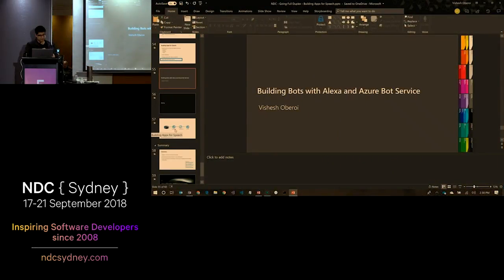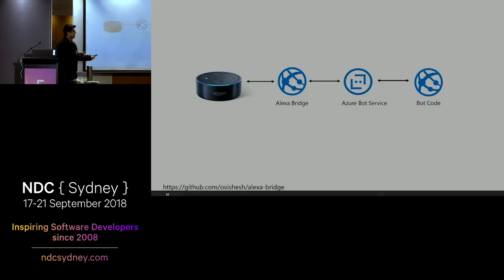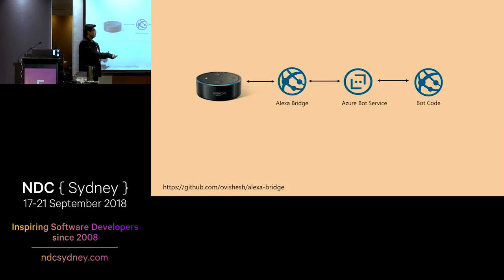If I had to quickly walk through it, I've literally got three moving parts. One of them is my actual bot code, so you can bring in whichever bot you like. The other is the bot service, which hosts my bot communication channels, and then using the Alexa bridge against it as well. So fairly easy to do.